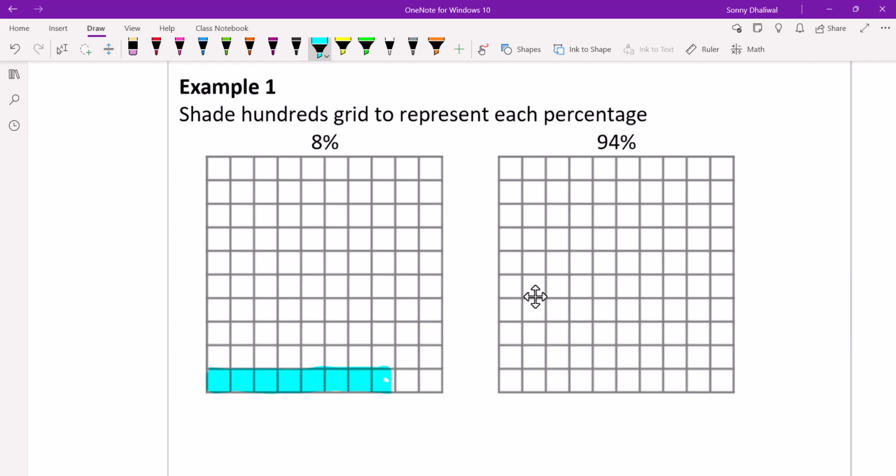Next one. Do 94. What does 94 look like? How many won't be shaded? 6. So shade everything except for 6 of them. Maybe leave 6 blank. 1, 2, 3, 4, 5, 6.